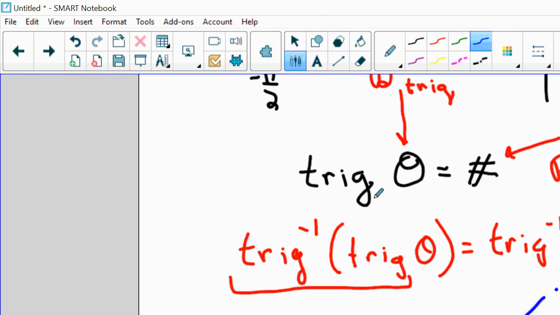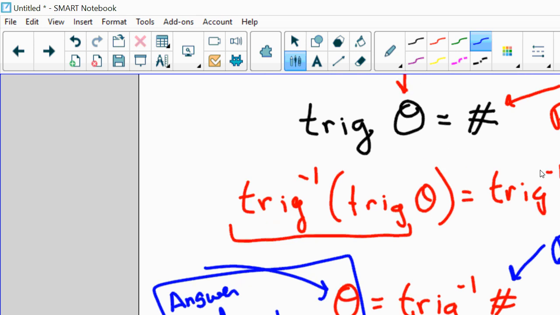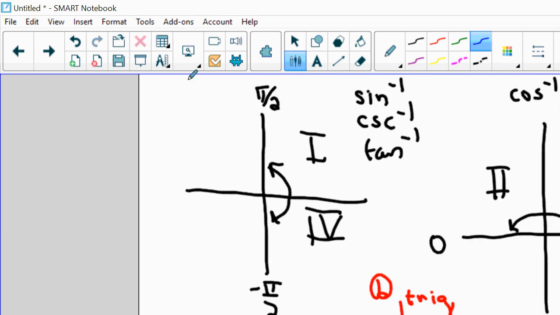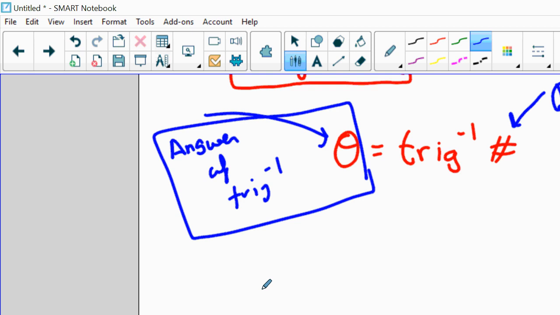Well, this is the domain of trig inverse. And this is the answers of trig inverse. And that is very important because these mnemonic devices right here and here are basically your answer space for inverse trig problems. So here we go.